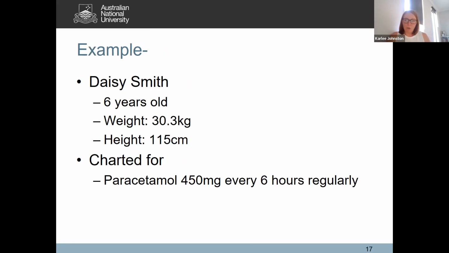All right, so let's work through an example. We've got Daisy. She's 6 years old. She weighs 30.3 kilos and she's 115 centimeters. She's dosed for paracetamol, 450 milligrams every 6 hours. If we calculate that out, 450 milligrams is approximately 15 milligram per kilogram if we dosed on 30 kilograms.